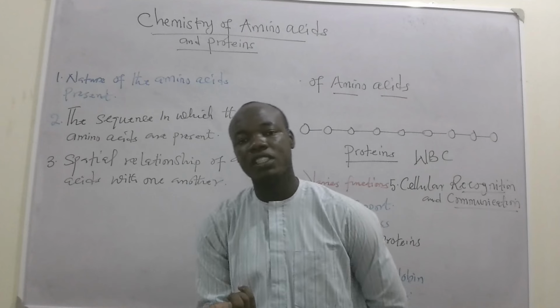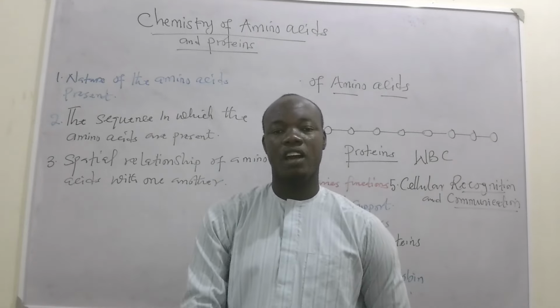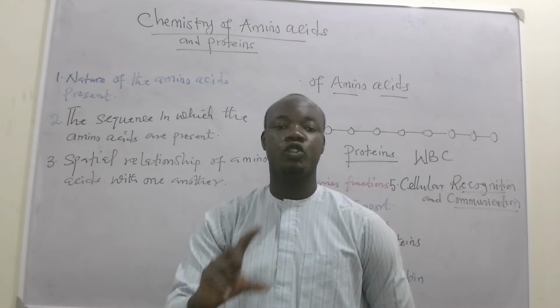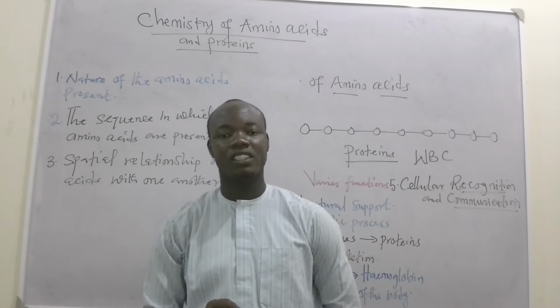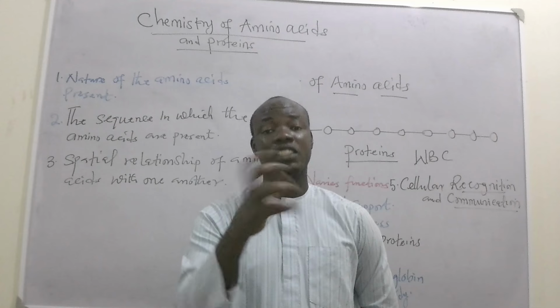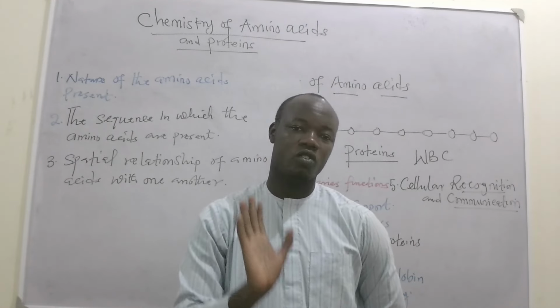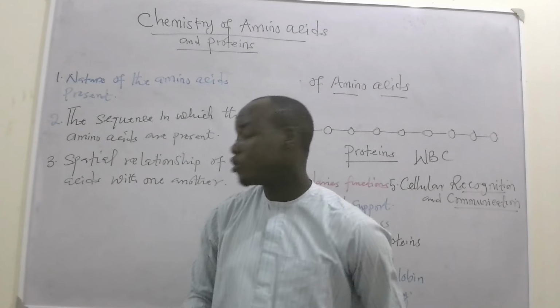You see that some proteins have some specific shape, while some proteins have some specific functions. And one thing that we should understand is that generally we have 20 amino acids that are found in proteins in every living organism.